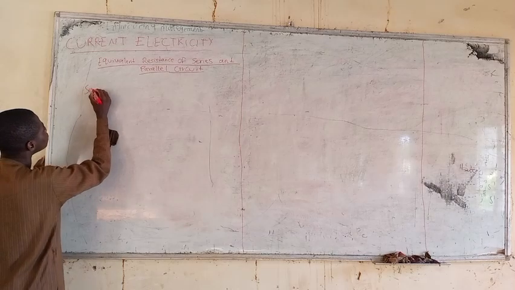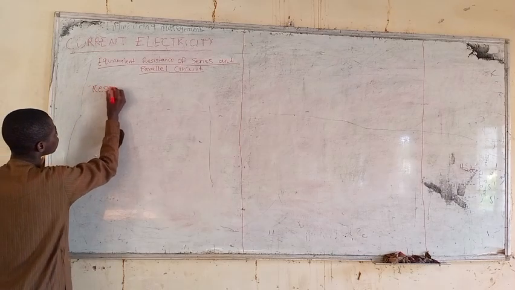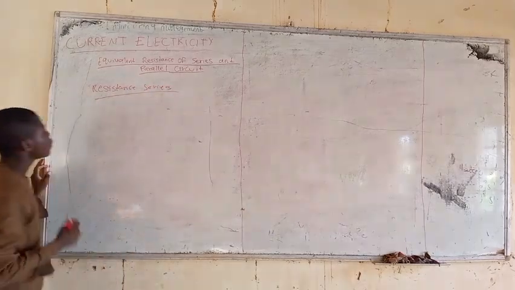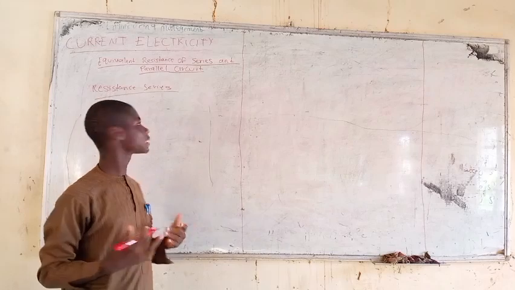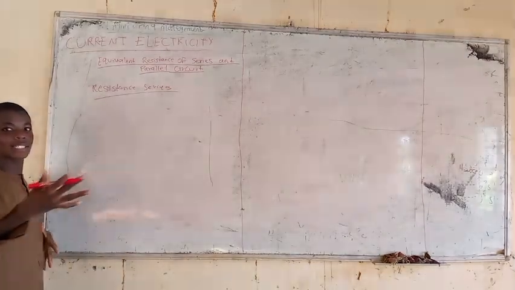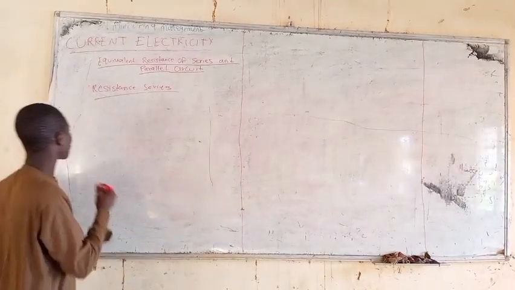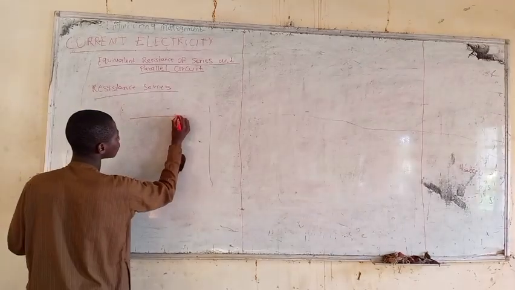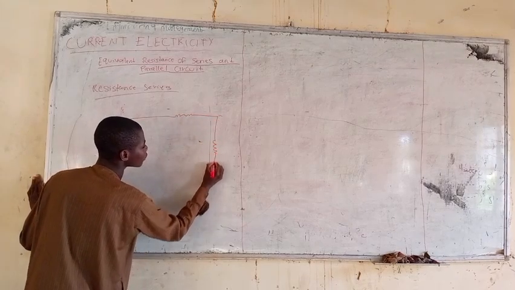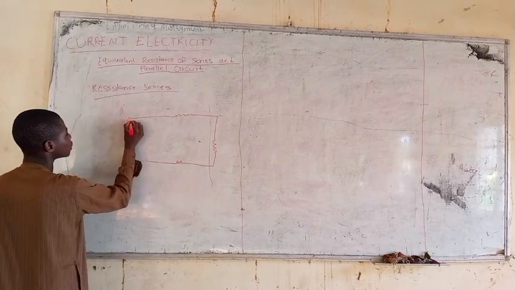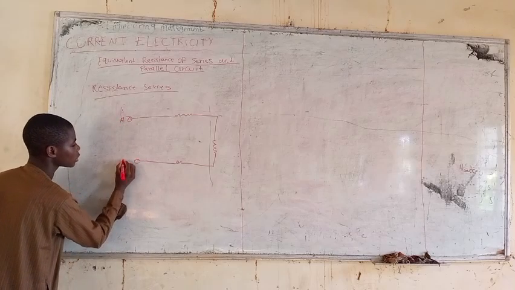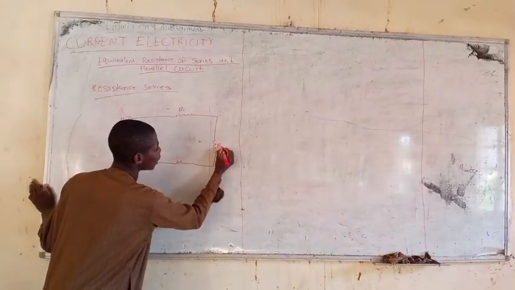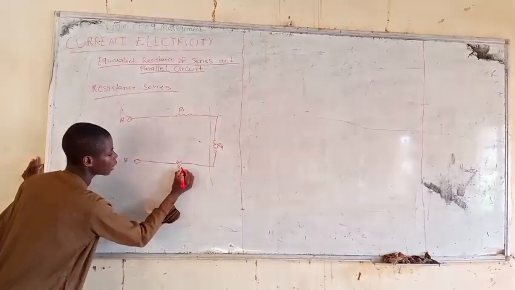Let's say resistance in series. When we say resistance in series, we mean something in a straight line. Let's say we have a circuit. This is our A and this is our B. Let's say we have R1, and this is our R2, and this is our R3.